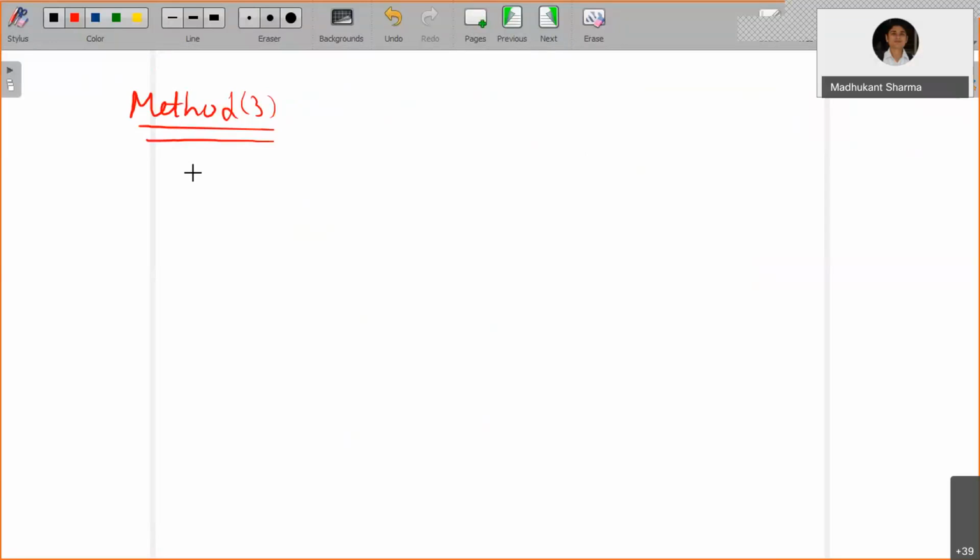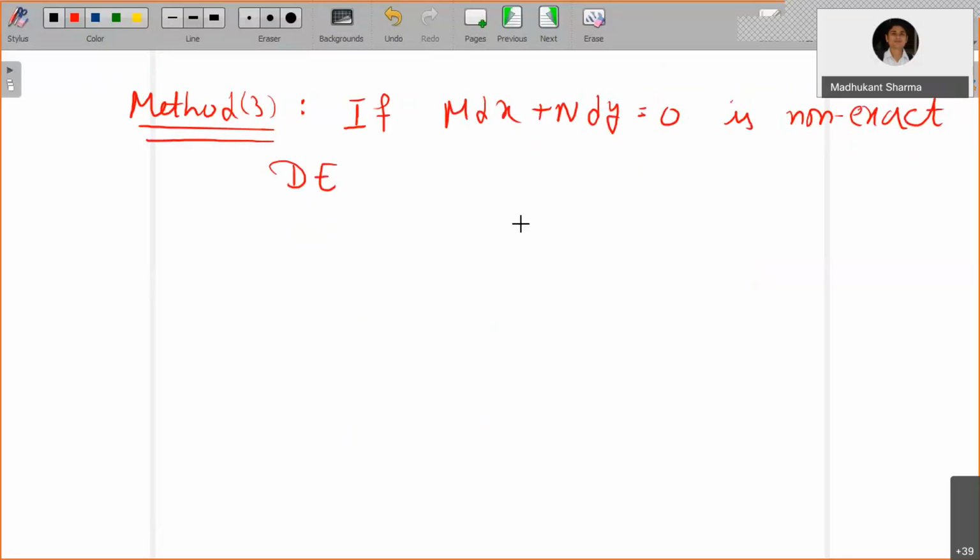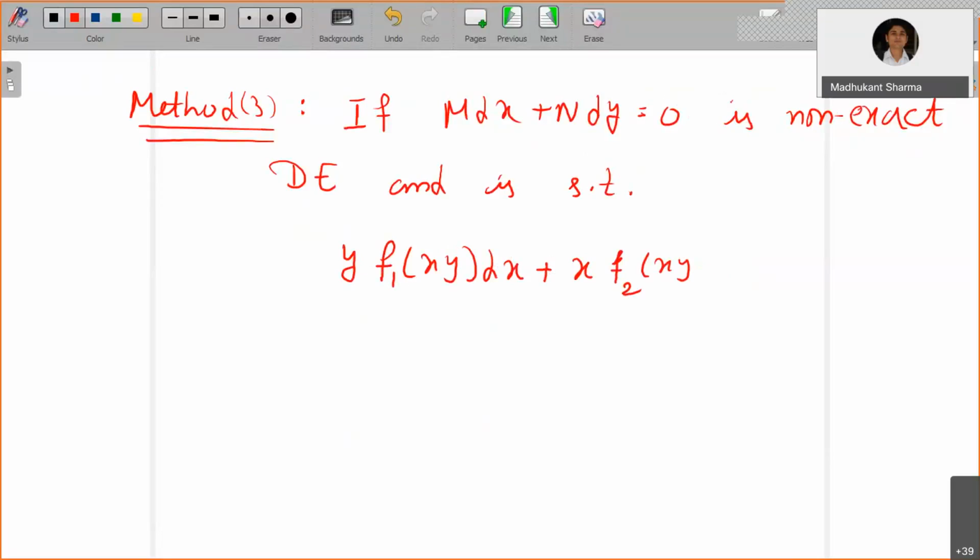Another method: if M dx plus N dy equals 0 is a non-exact differential equation, since if it is exact we are not worried about it, and is such that it has the form y times some function f1 of x into y dx, plus x times some function f2 of x into y dy equals 0.